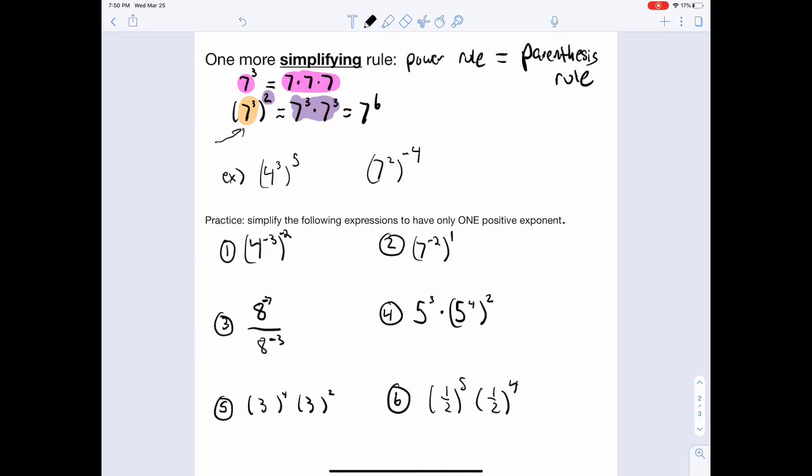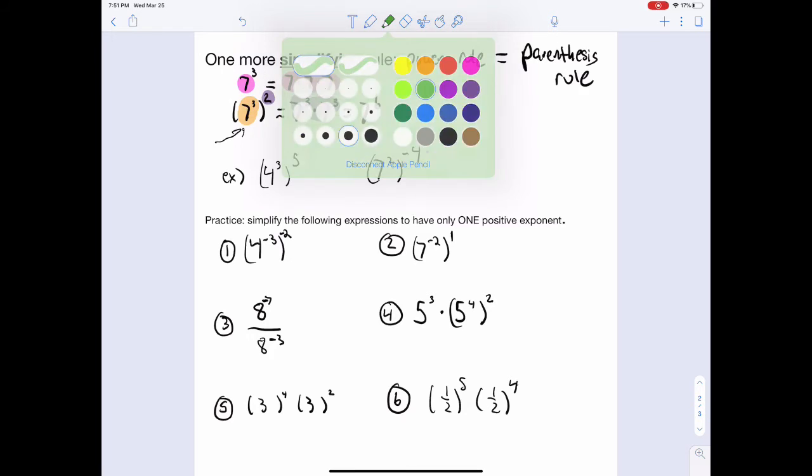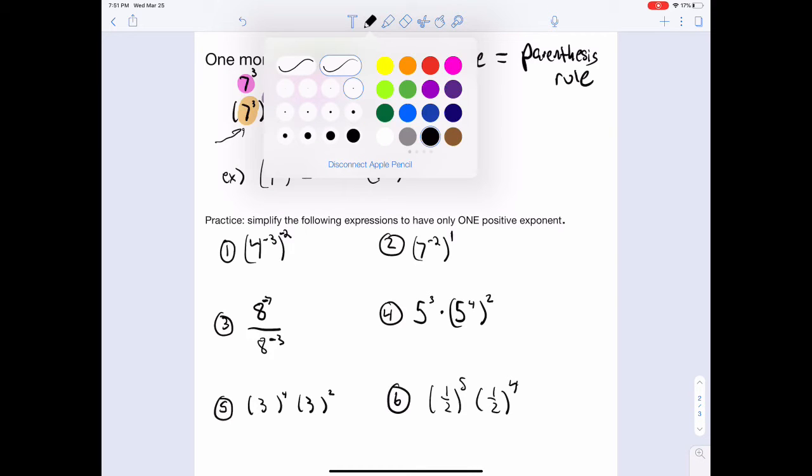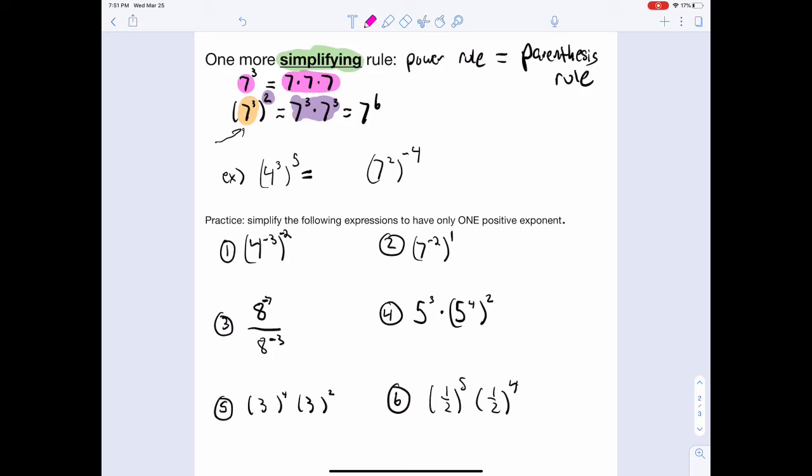Pause it if you don't want me to spoil it, but I'm going to let you know that the parentheses rule tells us we're going to multiply the exponents to get a simplified expression. So for example, if we look here, 4 to the third to the 5th power, instead of this rule, we're not going to add like we do the product rule. We're not going to subtract like we do when we're dividing. What we're going to do for this rule is multiply these two numbers. So we're going to get 4 to the 3 times 5. 3 times 5 is 15. So our answer is 4 to the 15th.